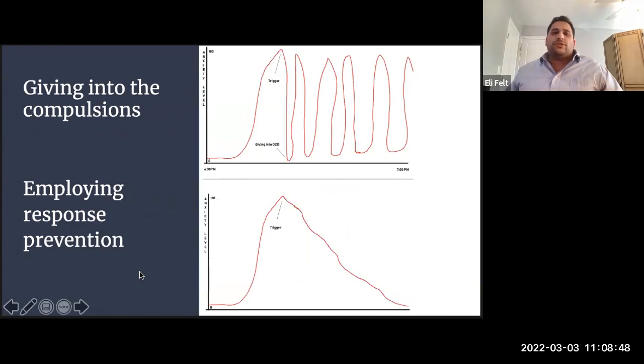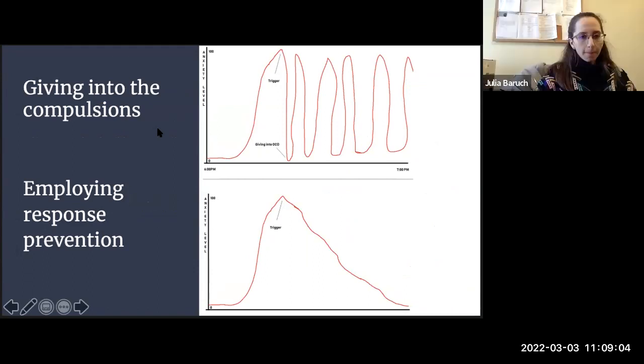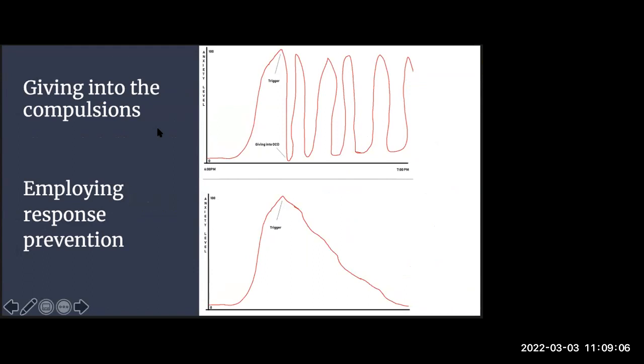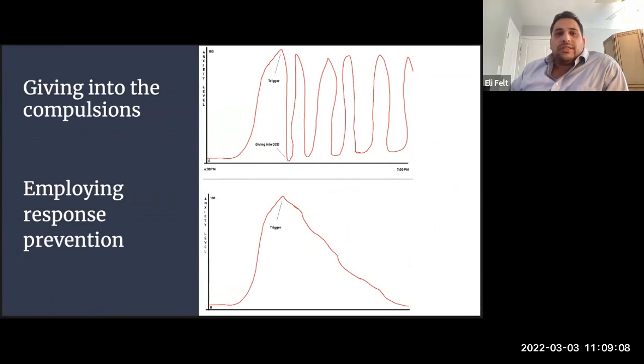This is a little graph just to show the concept of when you have OCD and you give into the compulsions. If you see here on the y-axis, there's something called a SUDS score. I don't know if you guys can see it clearly, but it goes from 0 to 100. And SUDS, if you're not familiar, stands for Subjective Units of Discomfort Scale. It's a fancy way of quantifying how uncomfortable this makes you.